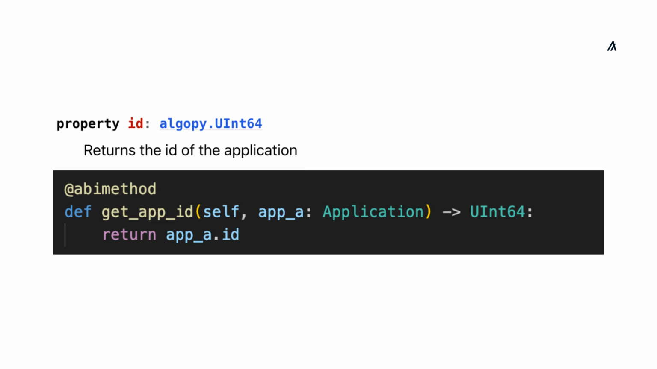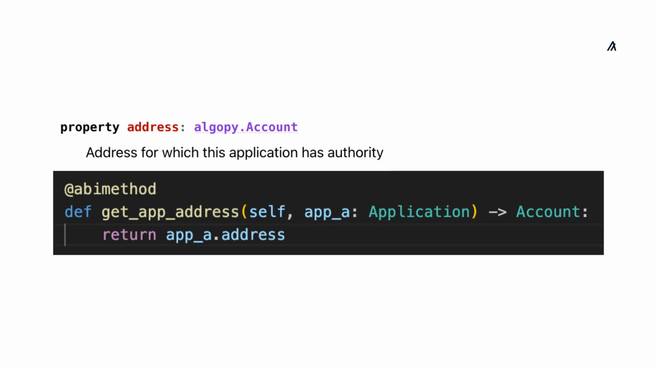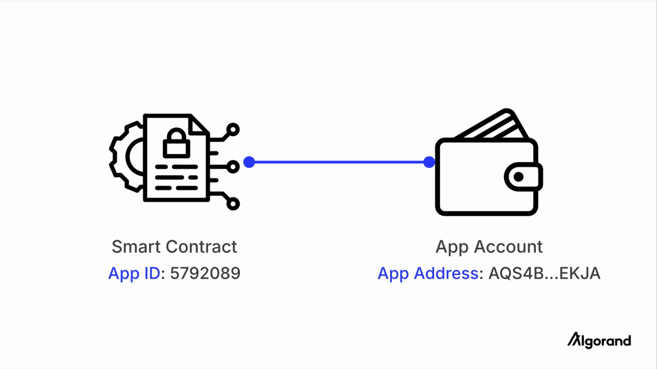The ID property returns the app ID of the smart contract. The address property gives you the associated application account's address. Quick fun fact, Algorand smart contracts are not accounts, but are just programs with logic. So, to handle any account-related logic, you have to work with an associated application account tied to the smart contract. More on this in a later video.